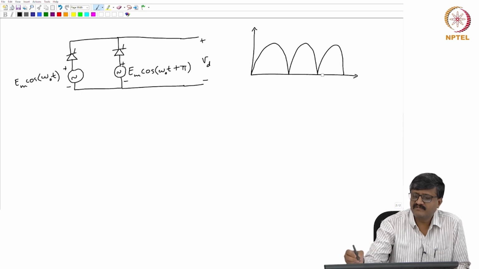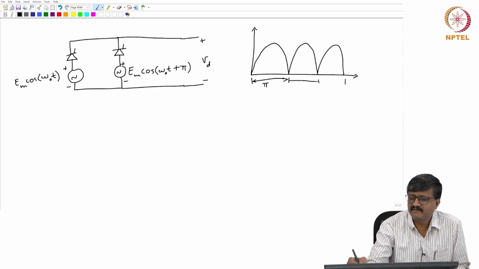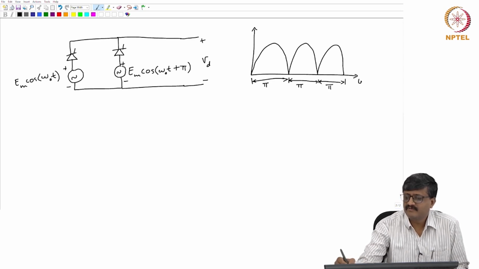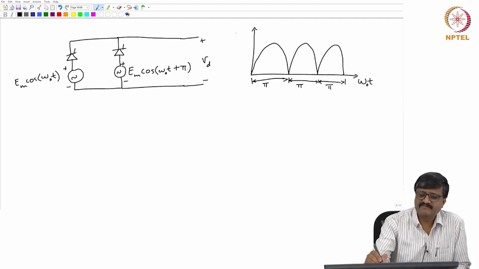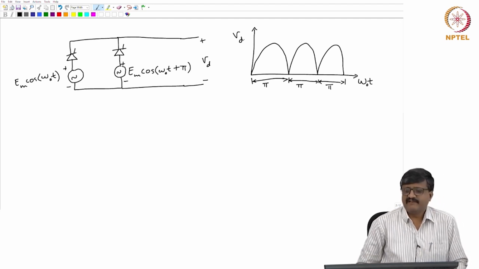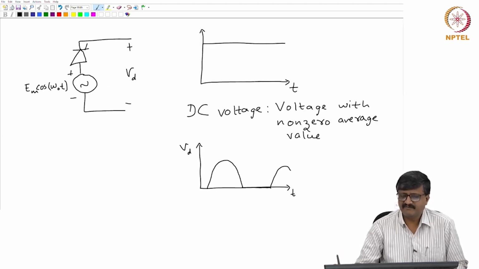So, what I am trying to say is each of these durations are of pi radian. So, this is pi radian, this is pi radian, this is pi radian. So, here the abscissa is omega O t. So, what I have plotted here is Vd. Now, compare this Vd with the previous Vd. So, the previous Vd was something like this.